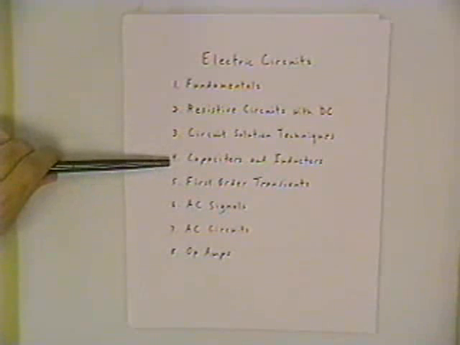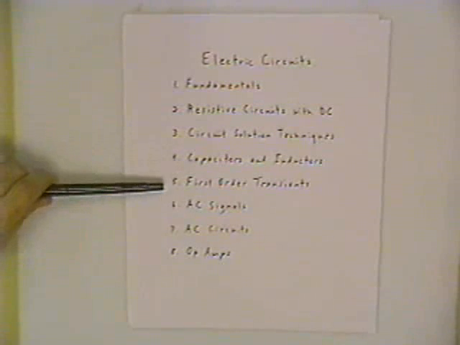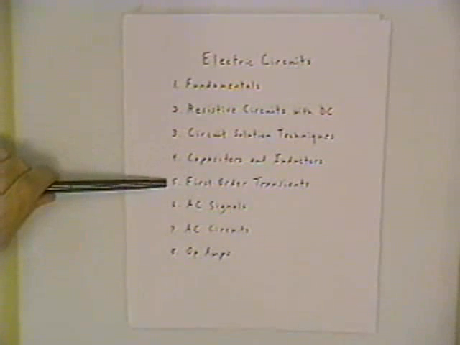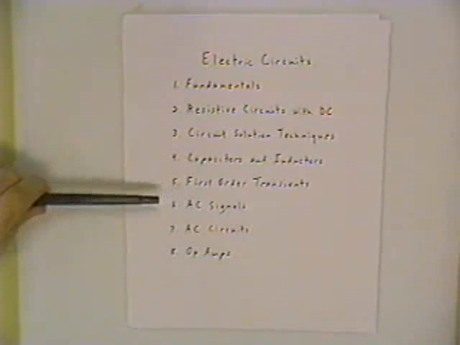I'll mention capacitors and inductors, their mathematical models, and also their physical properties. We'll use capacitors and inductors and resistors together to create circuits that have transient behavior. And I'll go through the analysis of how you set up and solve a first-order transient problem.